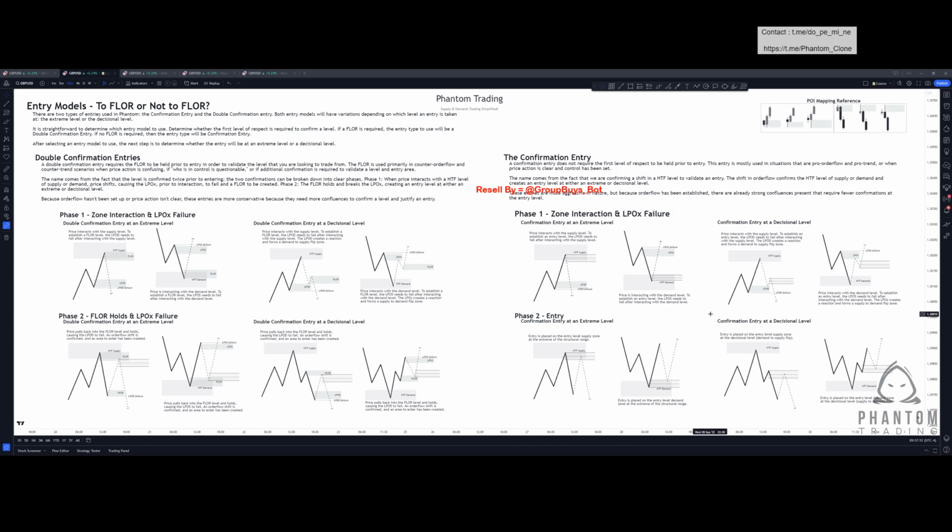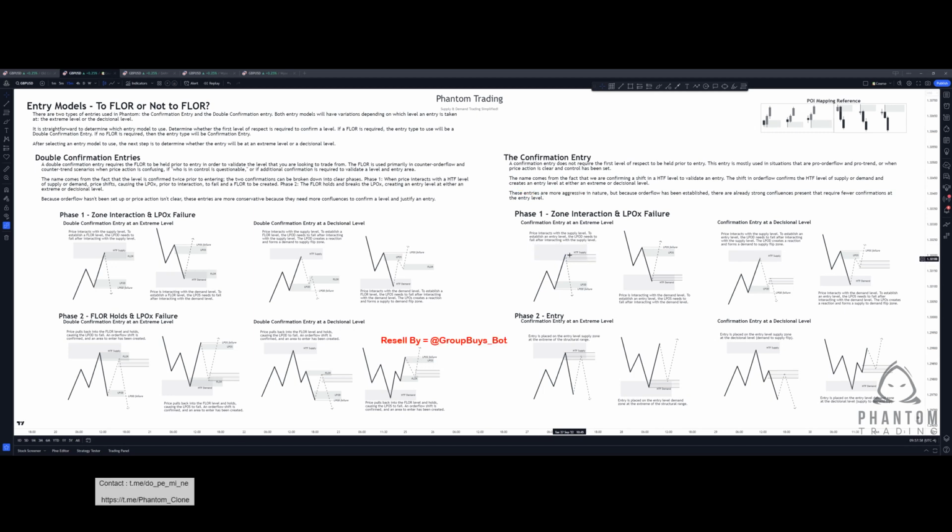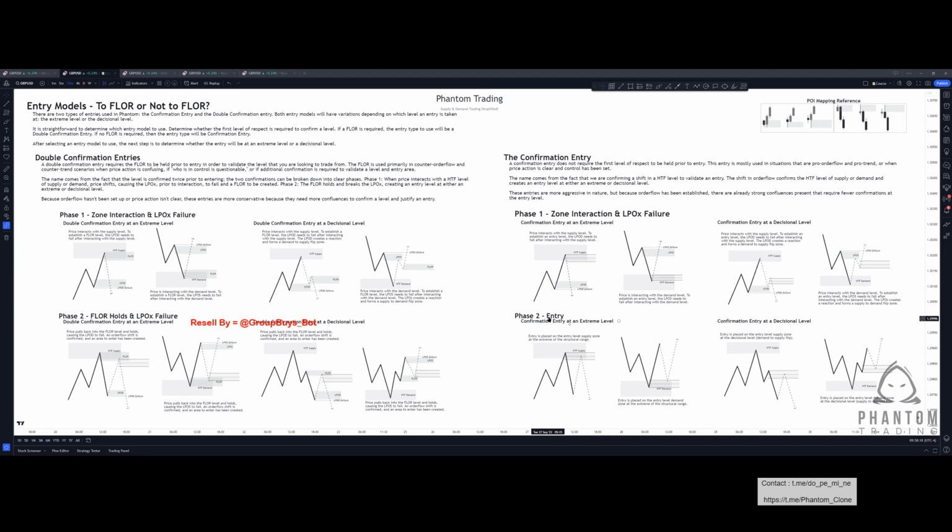Let's take an example of the confirmation entry at an extreme level. Similar to the double confirmation entry, we have a higher time frame level of supply that price is trading into. Once price interacts with that higher time frame level of supply, our anticipation is that we'll see a reaction that causes the last point of demand to fail. Once this last point of demand fails, we would create our tradable level of supply that we can look to trade. Move on to phase 2, the entry.